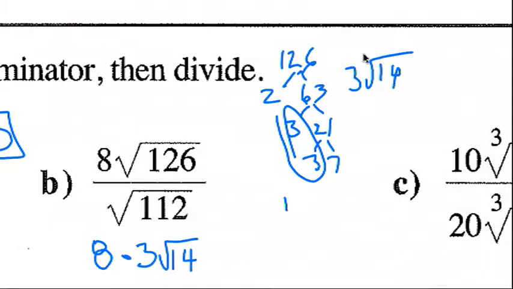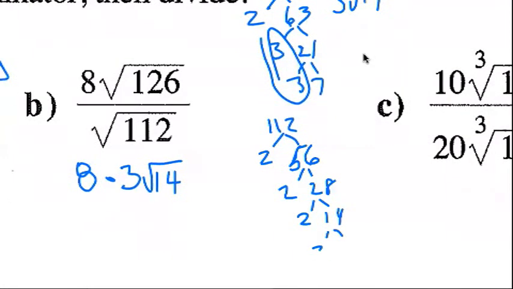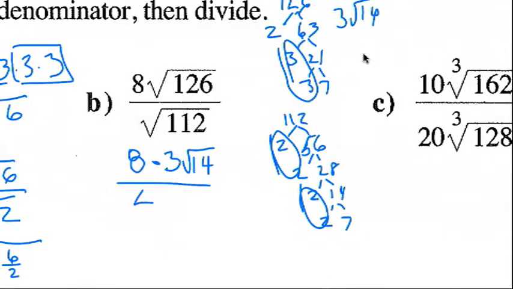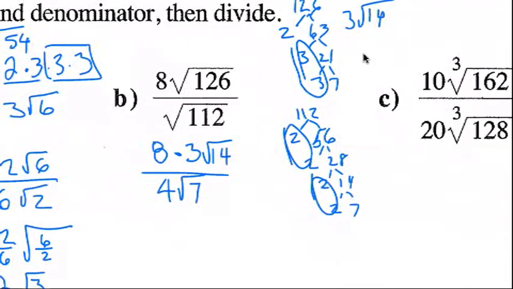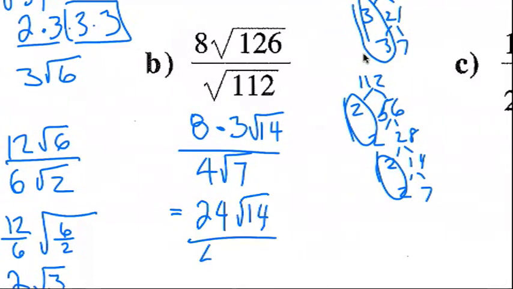And 112, that's 2 and 56, which is 2 and 28, just 2 and 14, which is 2 and 7. 2 2's, 2 2's, so this is going to be 4 root 7, all over 4 square root 7. I can go 8 times 3 is equal to 24, square root 14 over 4 root 7.